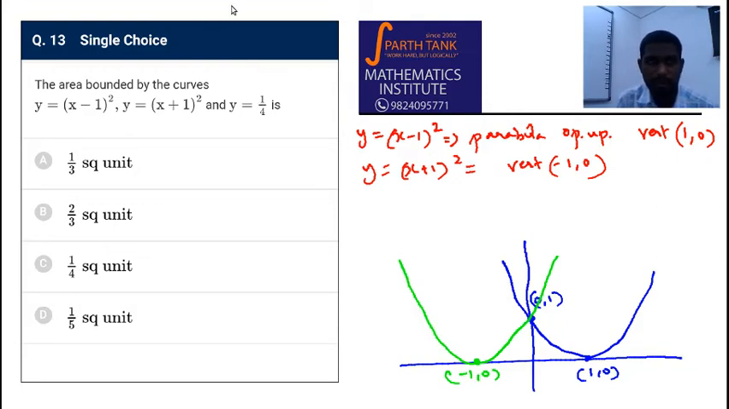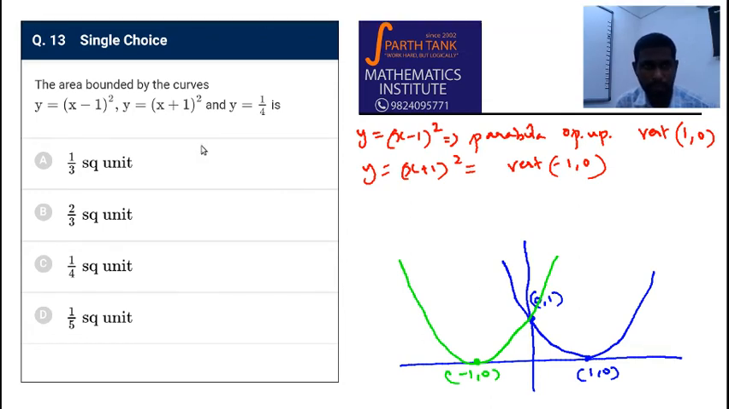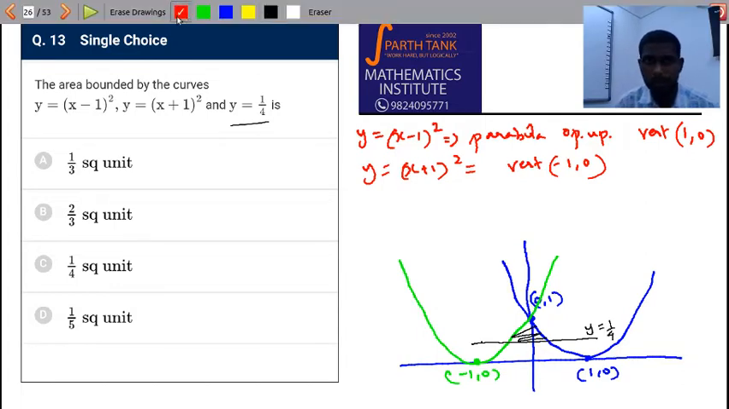And then we have finally the third curve, which is the line y is equal to 1 by 4, simply a horizontal line parallel to the x-axis. So the area we need is this area here. Alright, so this is y is 1 by 4. Okay, how to proceed?